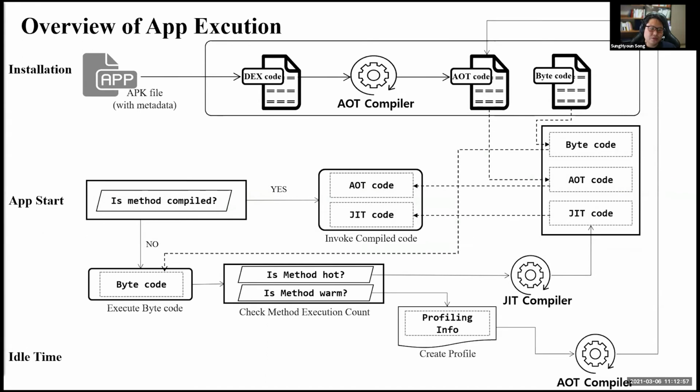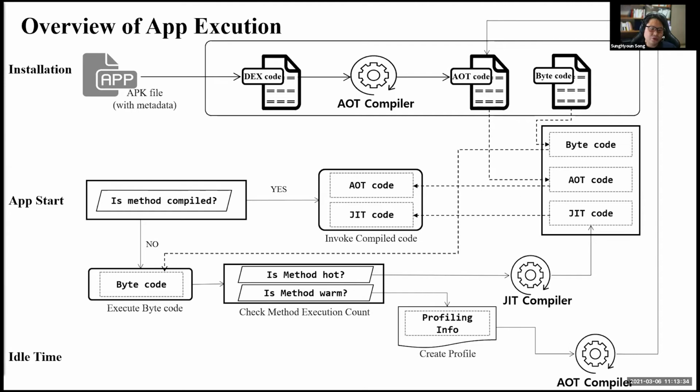This slide shows the whole process of how apps are compiled and executed in Android 10. First, when you try to install an app, the APK file is downloaded to your mobile device along with optimized profile data, as I described earlier. During the installation, the profile information is used by the AOT compiler to selectively compile the bytecode into AOT code, for the functions that are commonly used by users.